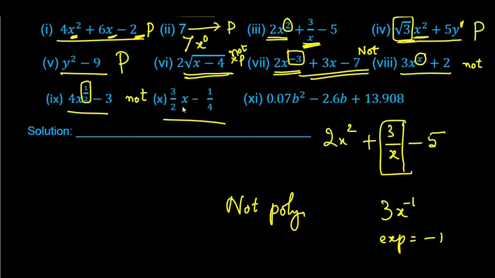Here 3 by 2, x power 1, and here we have a constant 1 by 4. Coefficients are not whole numbers, but the exponents are whole numbers. So this is a polynomial. Here we have coefficients as decimal numbers, but the exponents are 2, 1 here, and 0 here, of course. So this is a polynomial.